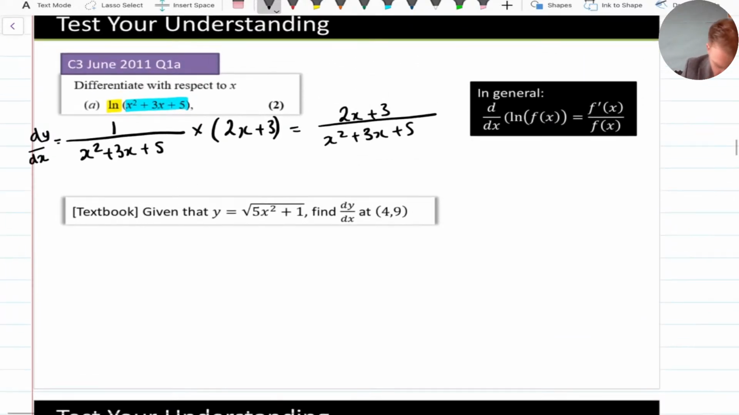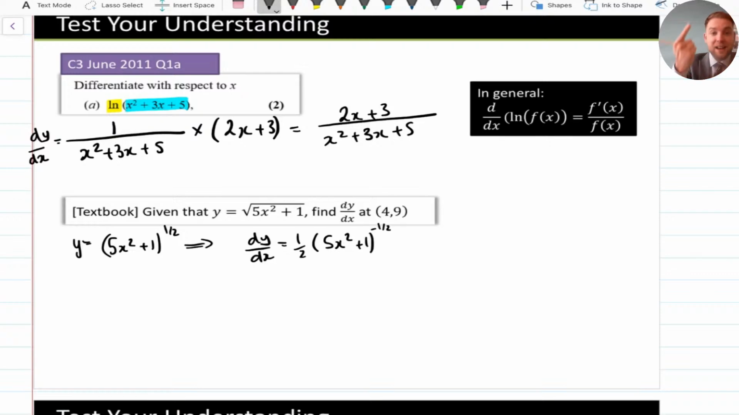This next one here, we've got our two layers. Now we're going to have to change that square root first. We're going to have to write it as y is equal to 5x squared plus 1 all to the power of a half. So if I'm differentiating this one, dy by dx is equal to, the outermost layer is that half, so it's going to be a half of 5x squared plus 1 all to the power of minus a half. And then I differentiate inside that and multiply by it. So times by 10x.